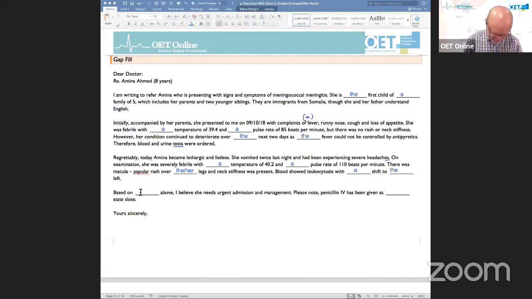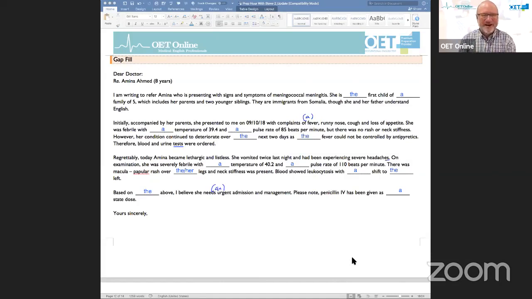Based on, and we saw this before, based on the above information, because it's been mentioned before, I believe she needs urgent admission. So I don't need and, but you could put it. So you have an option there. We'll accept both. So in brackets, both are okay. And urgent admission and management. Please note, penicillin IV has been given as what? As a stat dose.